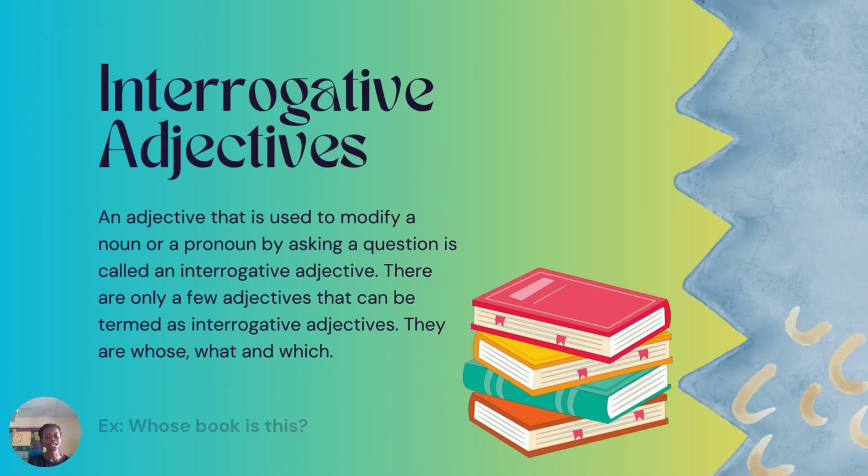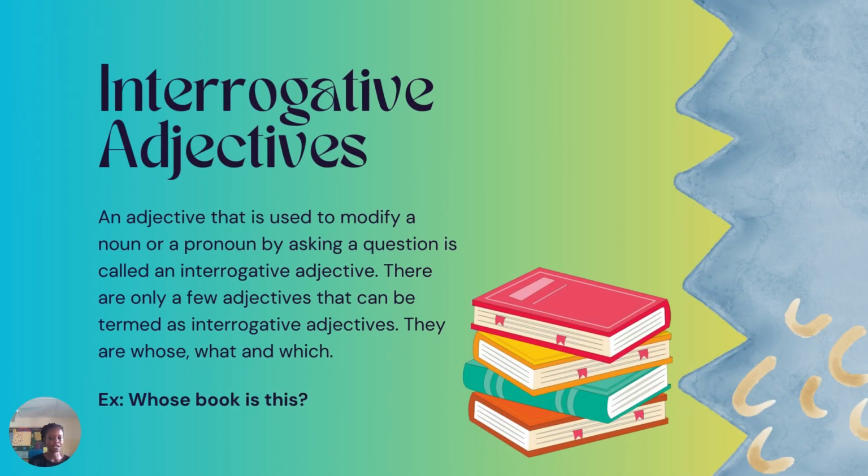So, the next type of adjective we'll be looking at is the interrogative adjective. As the name implies, it has to do with what? Questions. Now, this type of adjective is used to modify a noun or pronoun by asking a question. They are mainly whose, what, and which. Whose book is this? Whose there is an interrogative adjective asking a question about the noun, which is the book. For example, you can say, what is she doing? So these types of adjectives ask questions.